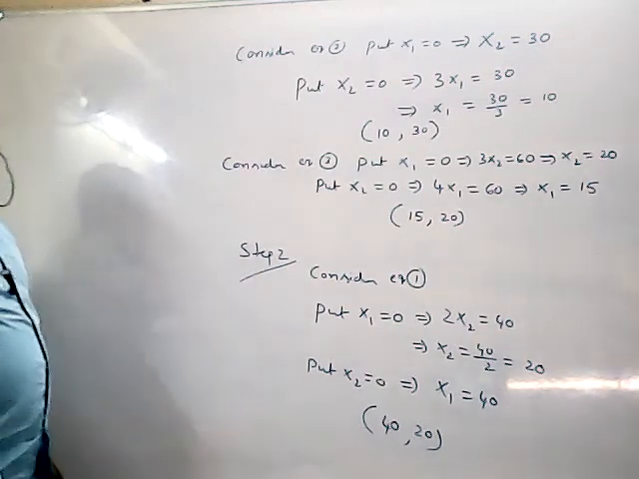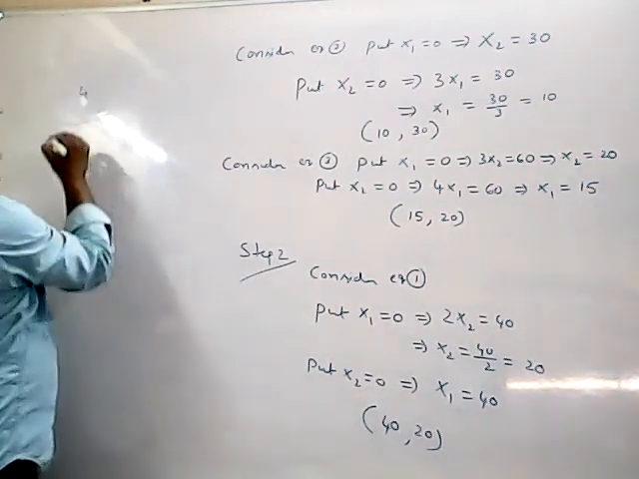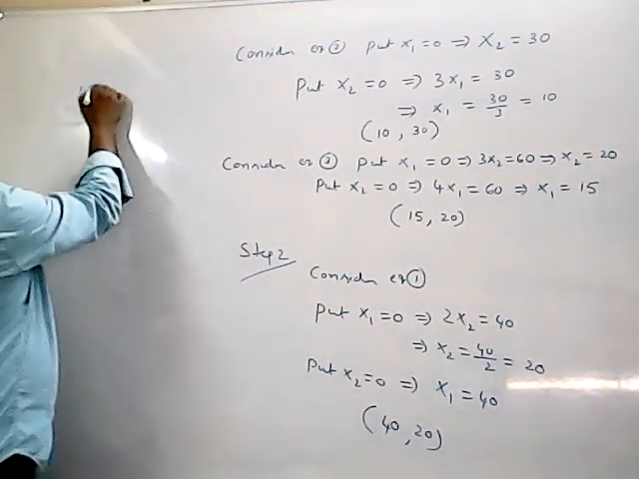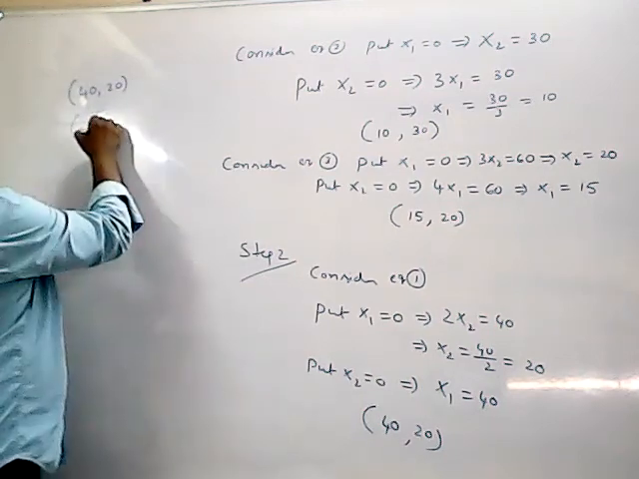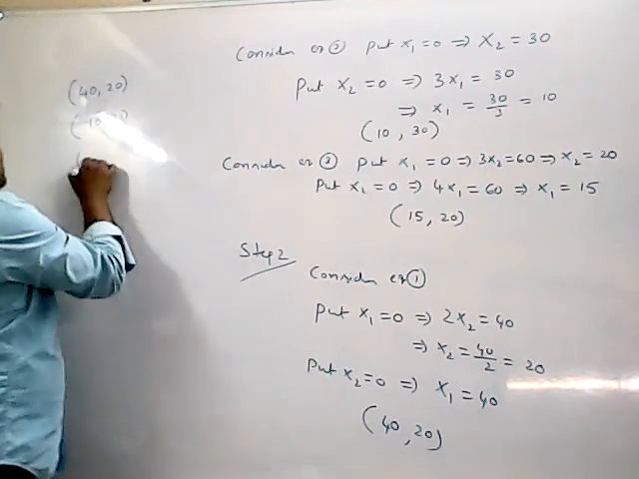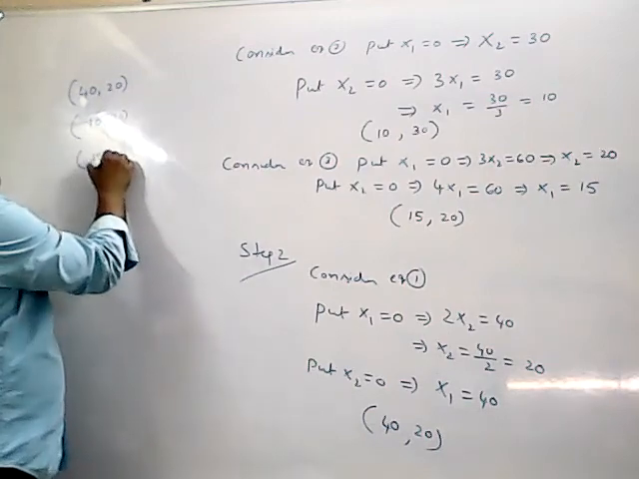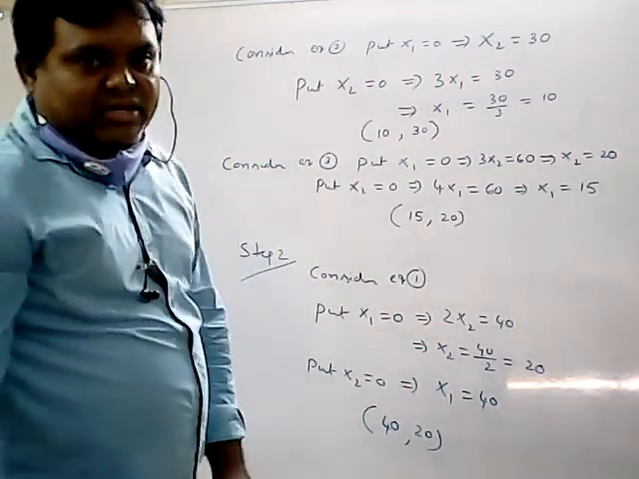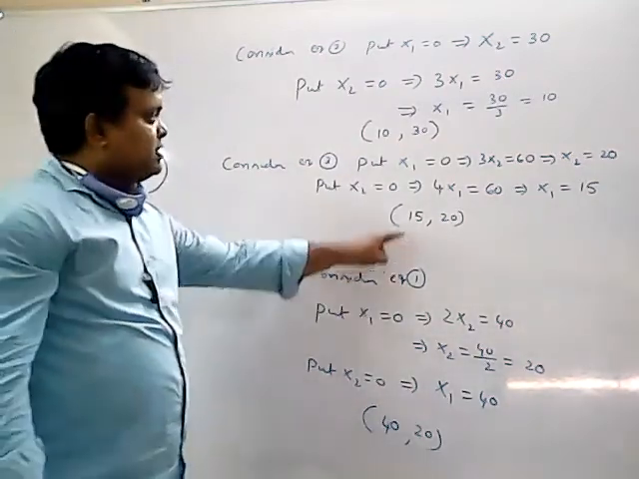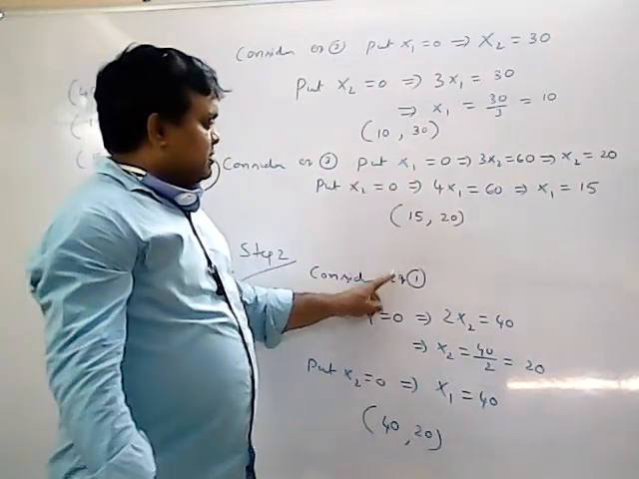Now I got the 3 points. What is the first point we got? First point I got is (40, 20). Second equation point is (10, 30). And third equation point is (15, 20). Now I can draw the graph, because I know the 3 points: (40, 20), (10, 30), and (15, 20).